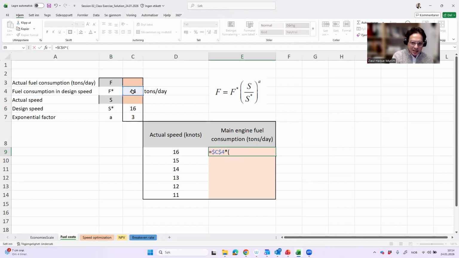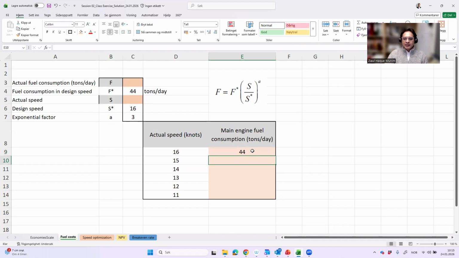We multiply this with S, which is the actual speed, and we divide it by our design speed. Again, we have to fix the cell with our design speed, so I press Fn and F4. And we need an exponential factor on this, so here I'm using this symbol, and then I take the exponential factor from here. Again, I have to fix the cell for the exponential factor. Enter. So we get 44.